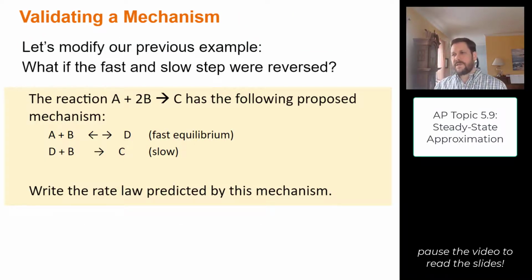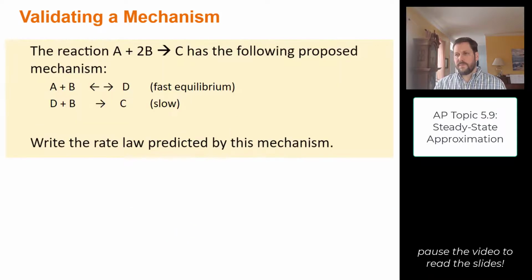If we look at the last example and modify it by flipping the order of which one was fast and which one was slow, and if we're asked to write the rate law predicted by that mechanism, we have a bit of a problem. The slow step is D plus B, but I can't write rate equals k times the concentration of D times the concentration of B, because D is not even a reactant in the overall reaction, right? I can't include D, that's an intermediate. So I have to think about how we can overcome this problem.